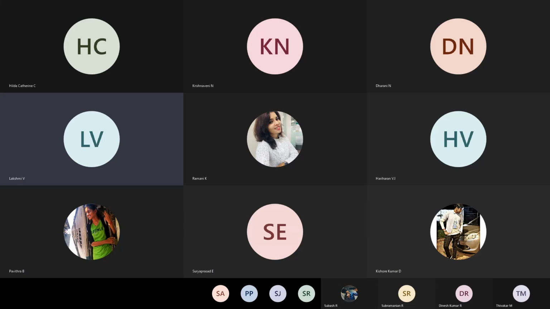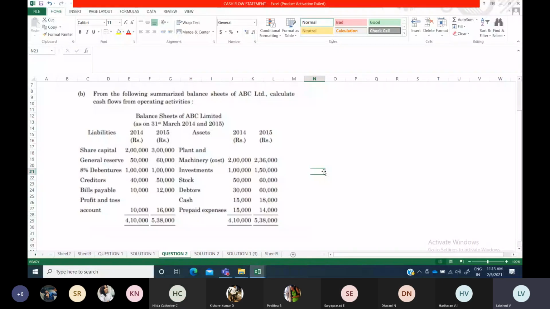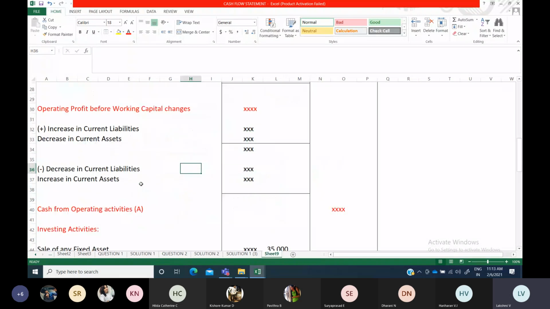From the following summarized balance sheet of ABC Limited, so this is the company, calculate cash flows from operating activities. You can prepare cash flows from operating activities alone. You need not prepare the entire thing, operating activities, investing and financing activities. You can stop with the operating activities. So till this you can wind up.